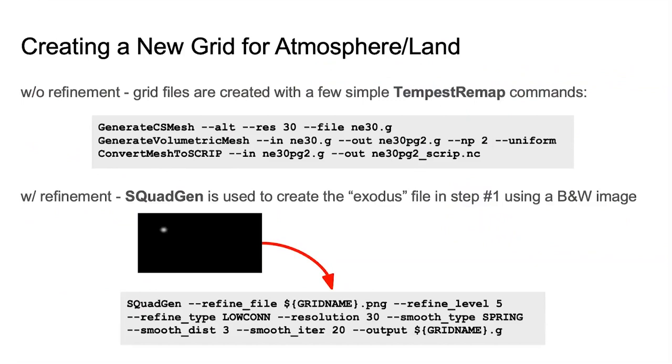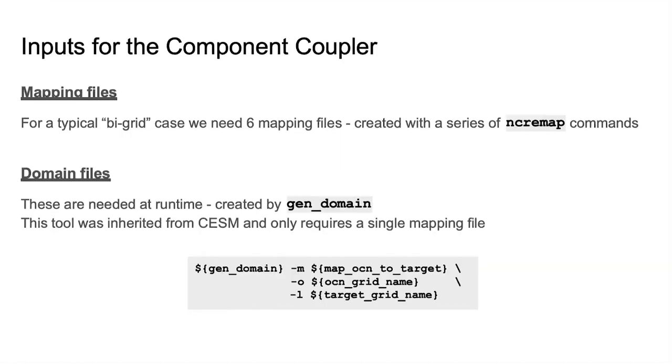When you want to create a new grid, it's very simple. It's just a series of three commands that I put there. Those are the ones you'd use to create the NE30 grid. And if you want to create a refined version of that, you just have to replace that first command with this SQuadGen tool that was developed by Paul Ulrich. The important input there is you need a black and white image file to specify your refinement region. The example I have there is the one I used for that Denver-centered map that I created with a very simple Python script. So I made sure that the little circle there was centered on the right latitude and longitude. It was a pretty simple process.